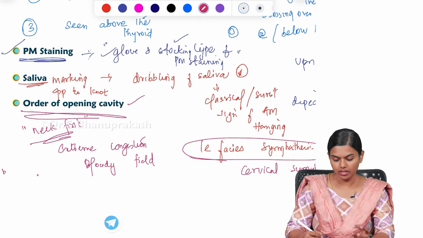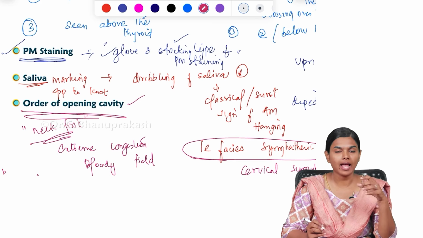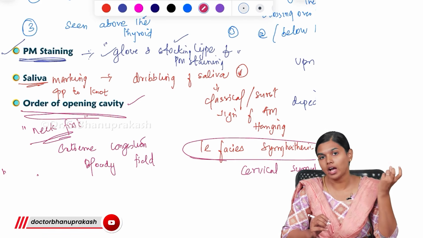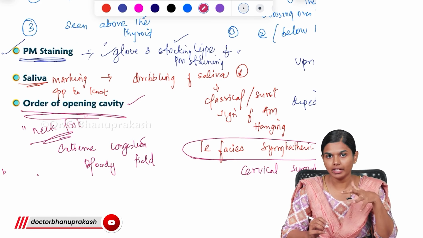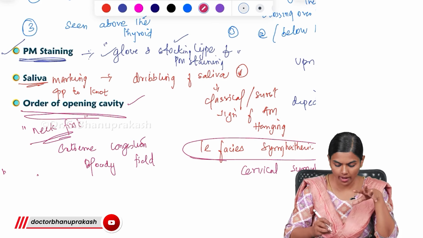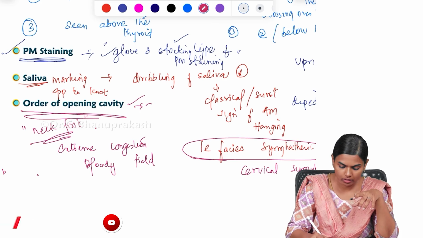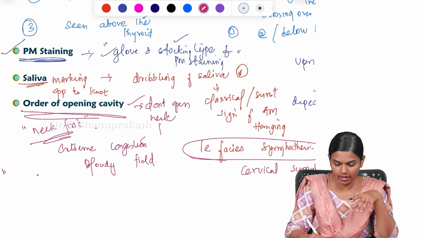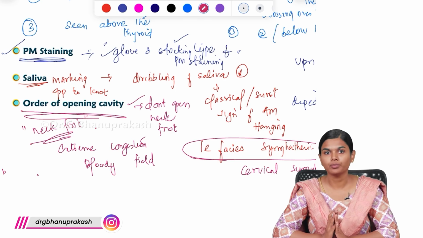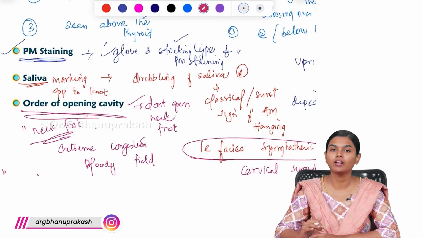This bloody field that is created by the accidental nick, we call it Prinsloo artifact, and sometimes because of the hypostasis also, we will be getting this Prinsloo artifact. So, this is the reason why we don't open the neck first. So, in case of hanging, usually we open the neck at very, very last.